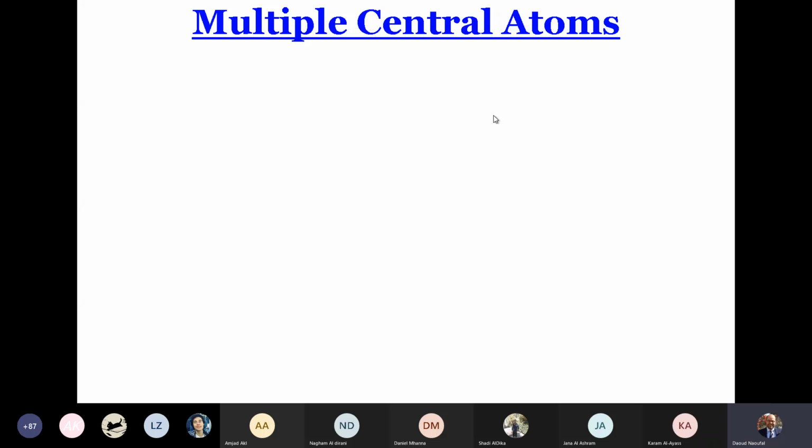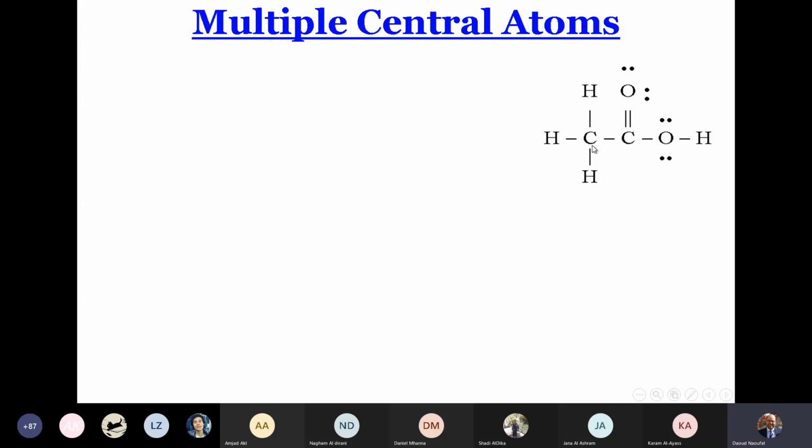Suppose we have the following structure: CH3COOH. This is acetic acid. So we draw the Lewis structure, and they asked us to find the geometry. If we look at this structure, we have 3 central atoms.